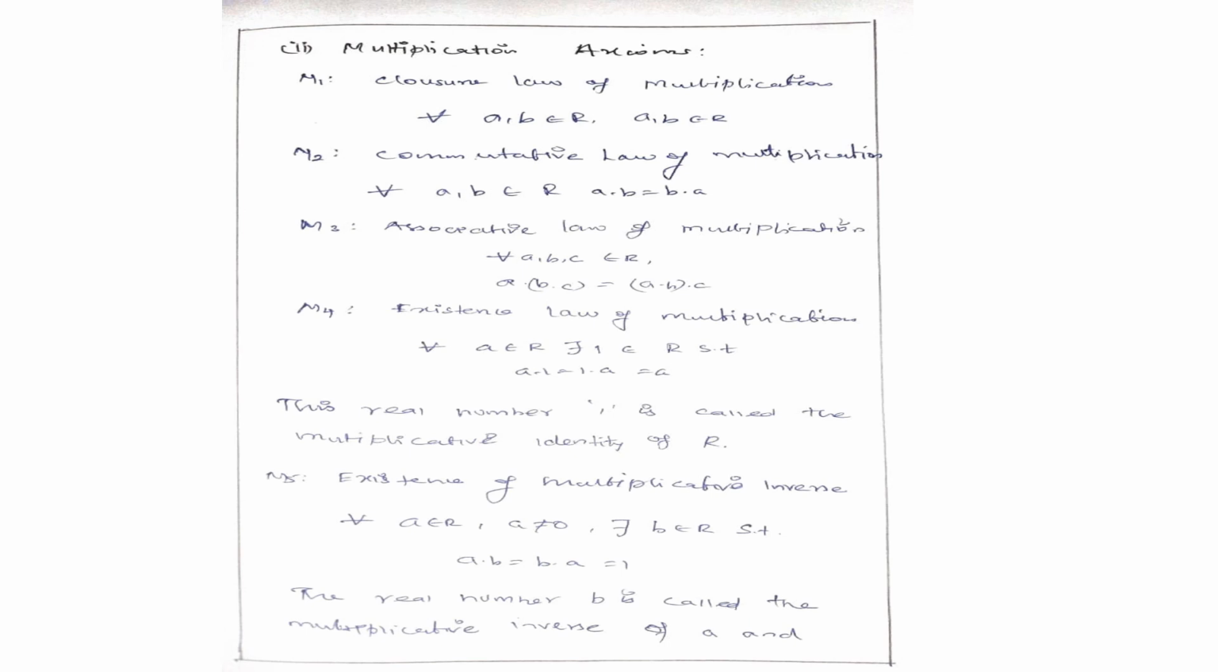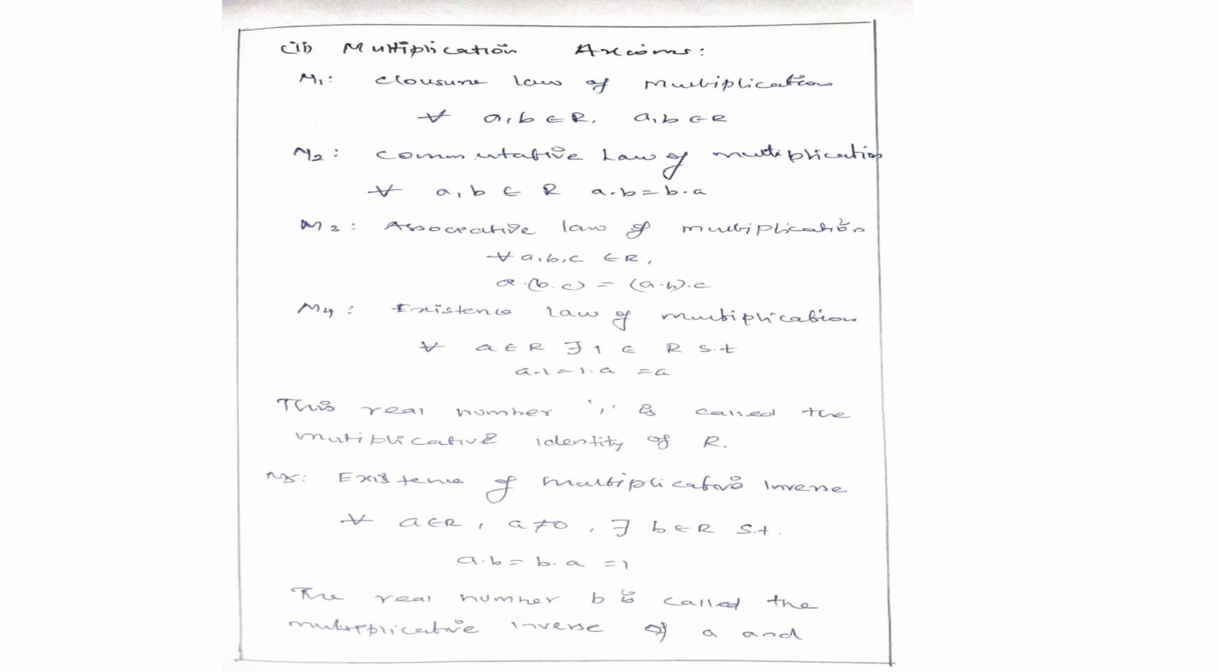This is the multiplicative identity. See this here, a belongs to R, there exists 1 which belongs to R such that a dot 1 equals 1 dot a, which is equal to a. This real number 1 is called the multiplicative identity of R. Already we have seen that any element, any one real number taken from the set of real numbers, should be there in the real numbers. Here also the same. So here I am taking a value as 5, 5 dot 1 equals 5, 1 dot 5 equals 5.